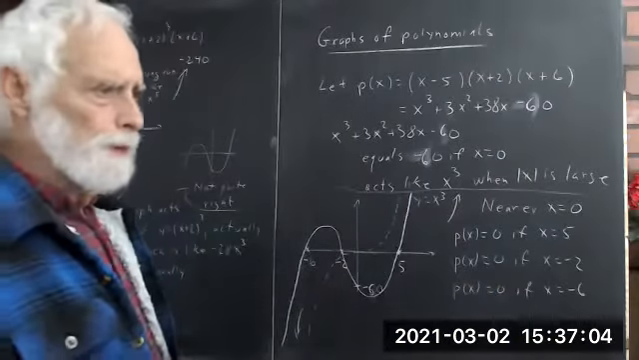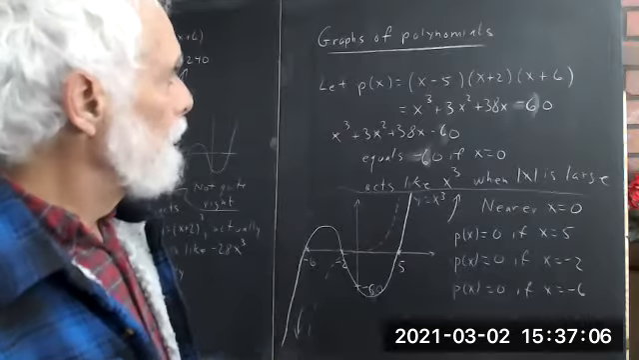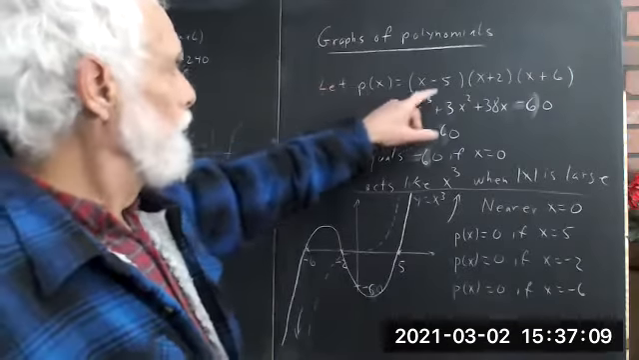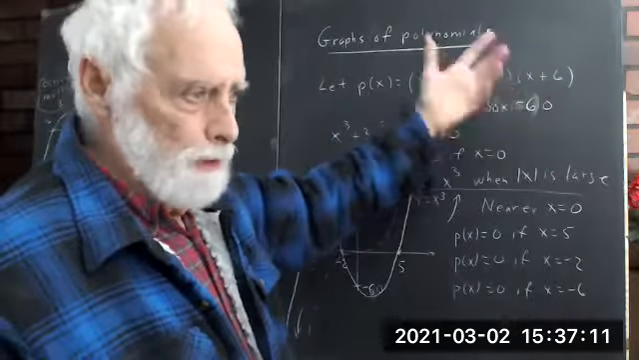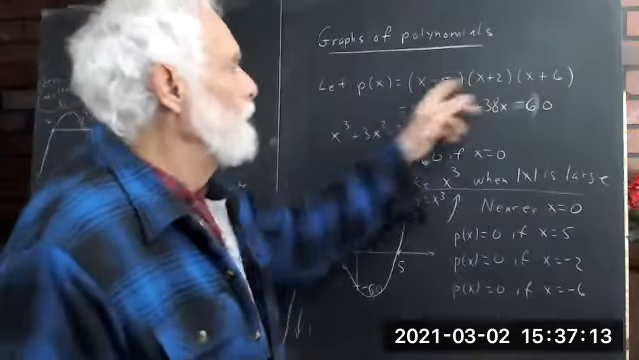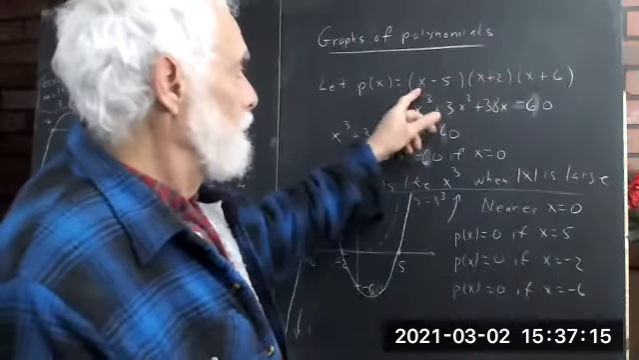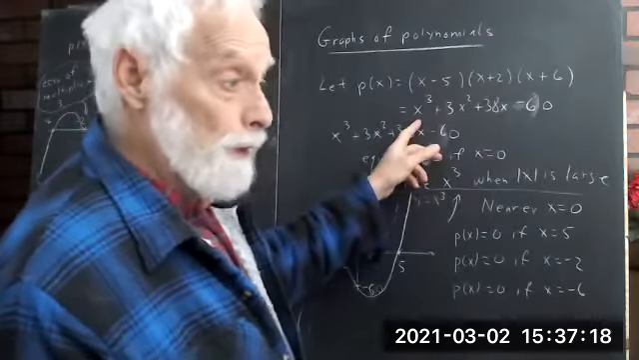Just a quick synopsis, graphs of polynomials. Let P of x equal x minus, well, what you see here. I'm going to read it all to you. We can multiply these out. We're going to get an x here, an x here, and an x here gives us an x cubed.